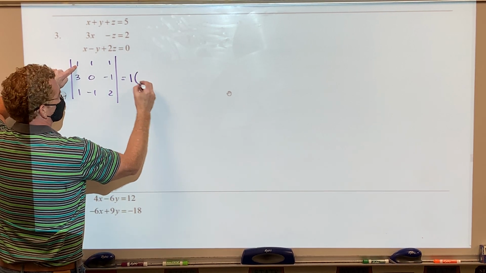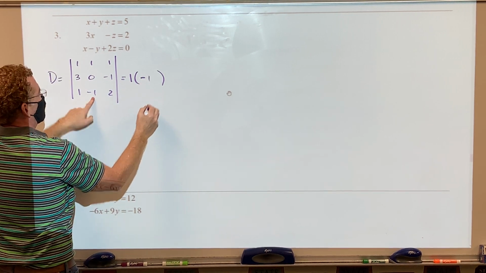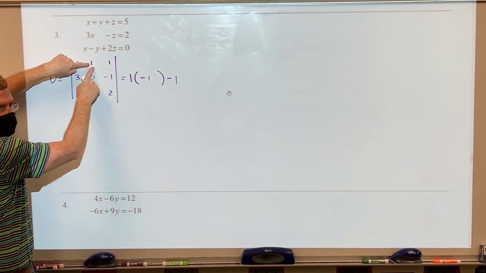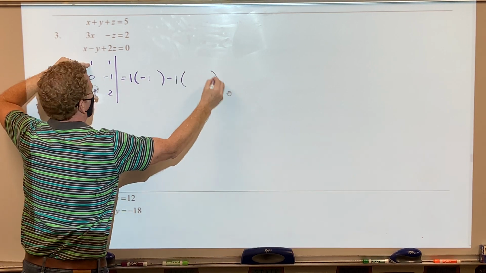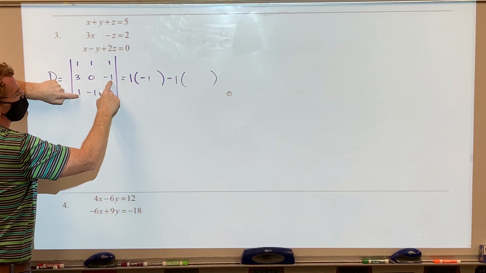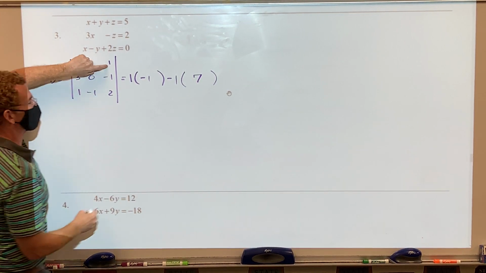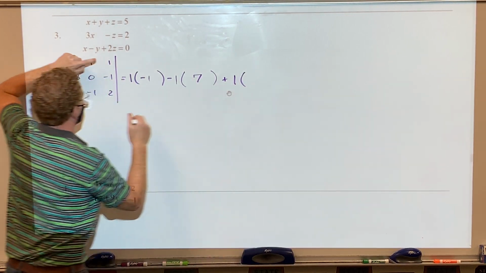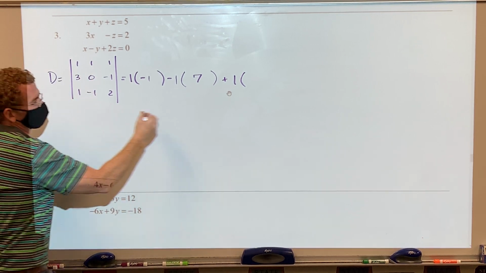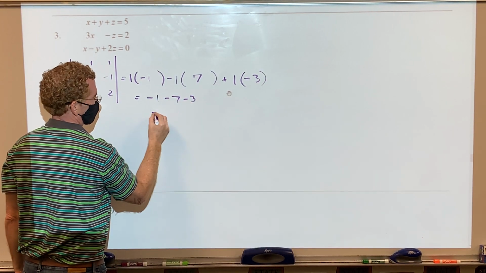I'm going to go 1 times its minor, which is 0 minus 1. And then I'm going to change the sign of that one. Remember, on expansion by minors, you change the sign of this? And then what's its minor? These four numbers? 6 plus 1, minus the negative is plus. And then I'm going to take that one, which I don't change the sign of, its minor are these four numbers, negative 3 minus nothing. So I like expansion by minors, it gets me there pretty quickly, and I get a negative 11.